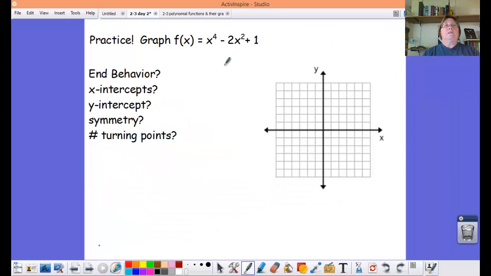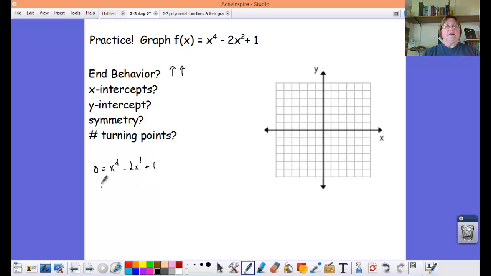Let's apply it. Alright, we're going to graph the polynomial x to the 4th power minus 2x squared plus 1. What I would ask you to do is answer these questions before you hear my result. That is, I would pause the video right now and say, what's the end behavior? Positive leading coefficient and 4th power, so we should be up, up. x-intercepts, well, we've got to figure that out. So we need 0 equals x to the 4th minus 2x squared plus 1.